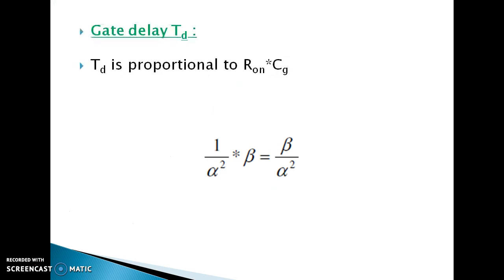Gate delay. Gate delay, if we say Td, is proportional to R on into Cg. The R on, as we have just seen, is 1, and Cg is beta by alpha square. Therefore the Td is now scaled by beta by alpha square.